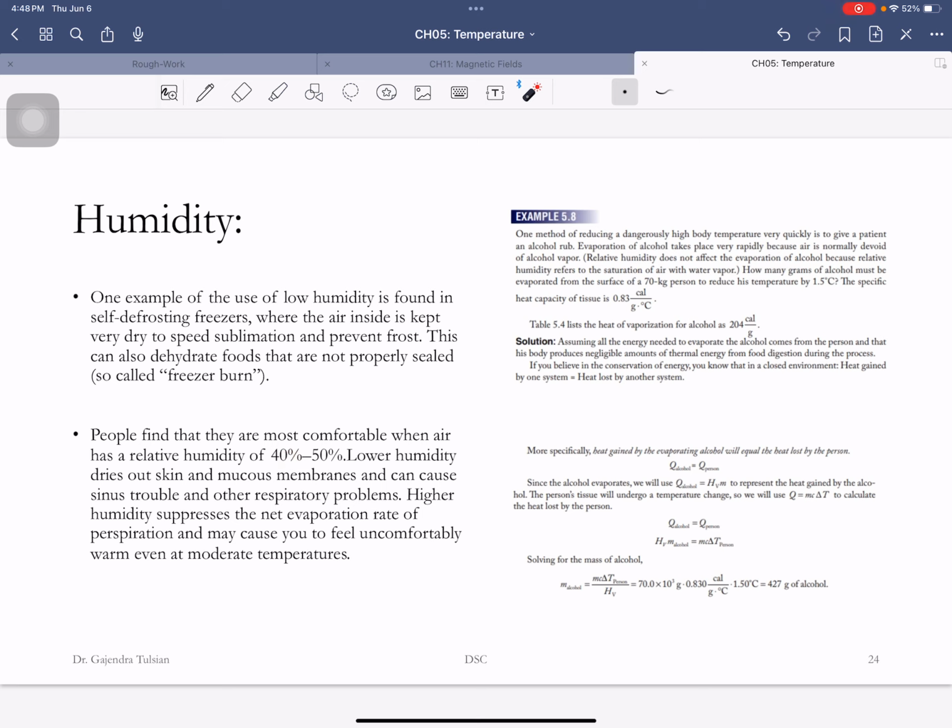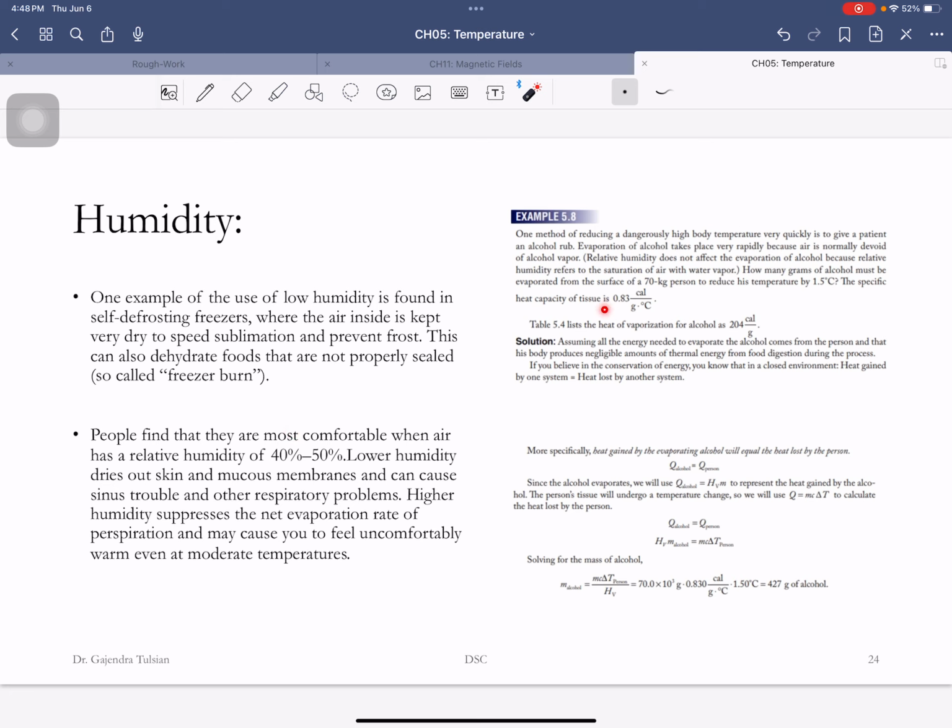Lower humidity dries out skin and mucous membranes and causes sinus trouble and other respiratory problems. Higher humidity suppresses the net evaporation rate of perspiration and may cause you to feel uncomfortably warm even at moderate temperatures. So low humidity dries you out, and high humidity prevents your sweat from evaporating. So this is the humidity we find most comfortable.